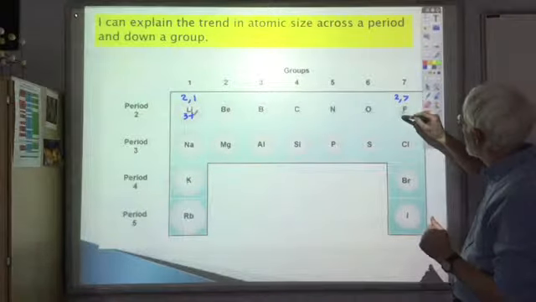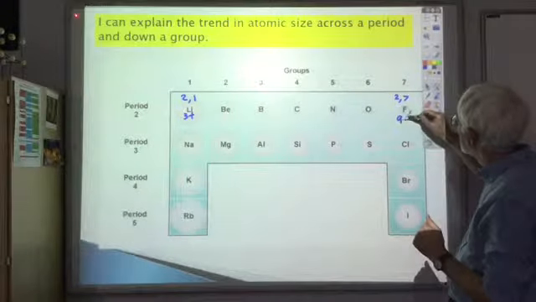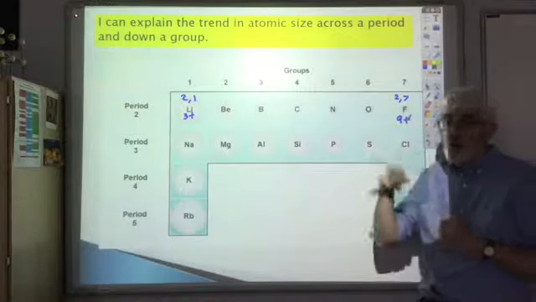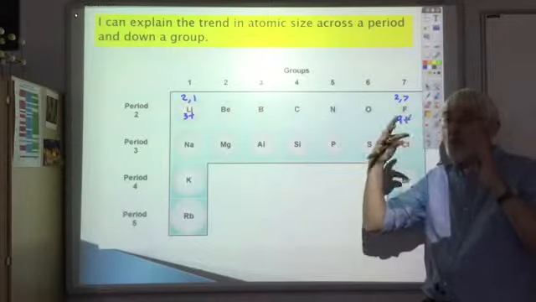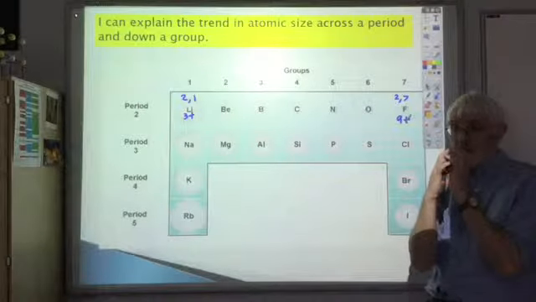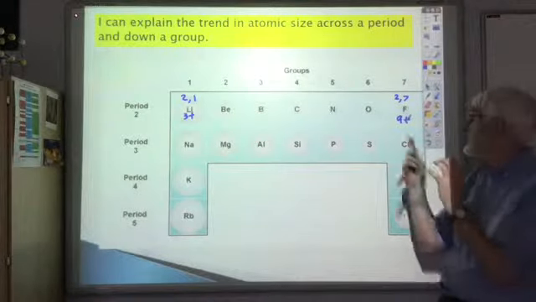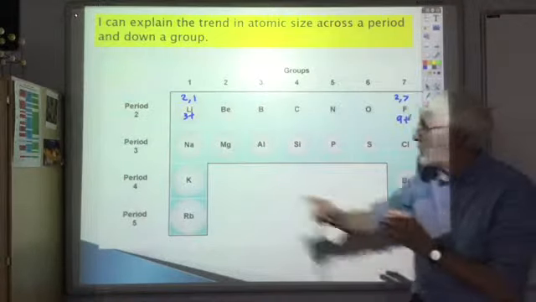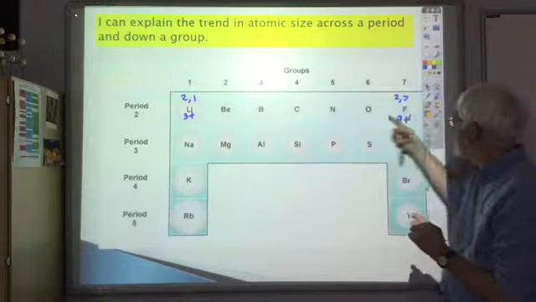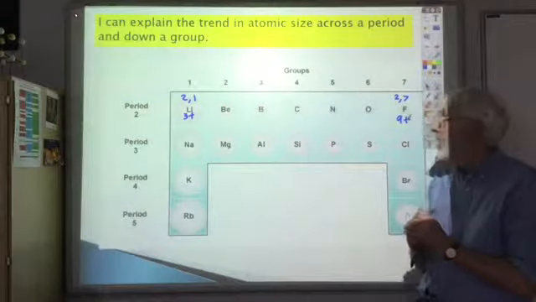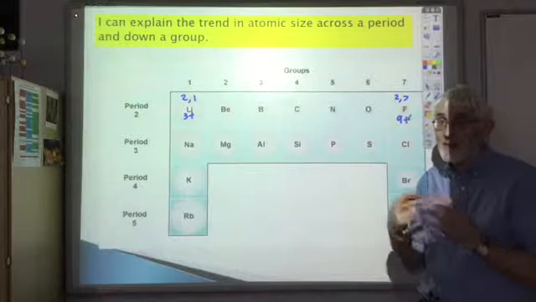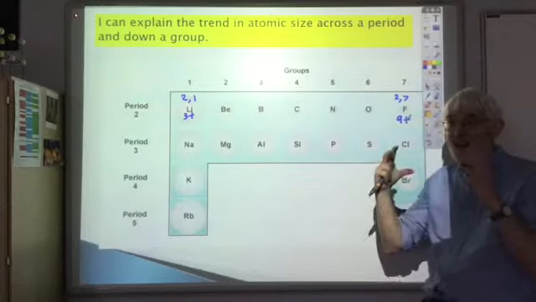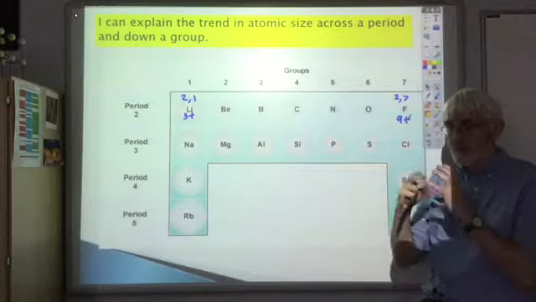But fluorine, however, has got 9 protons. It's got a nuclear charge of 9 plus. So the outer electrons, all the electrons in the second energy level, are pulled a lot closer to the nucleus because it's got a higher nuclear attraction, because it's 9 plus as opposed to only 3 plus. So the atomic size decreases across a period because of the increase in the number of protons, hence the increase in the nuclear charge, pulling that outer energy level closer to the nucleus.